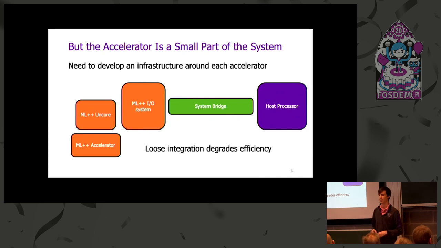But while custom accelerators are the secret sauce for these new systems, they don't stand alone. You need all sorts of components like the uncore, I/O, and chip testing capabilities in order to maintain your own infrastructure just to develop a small accelerator to do a specific task. And getting any of these components wrong can completely destroy all of your accelerator gains.